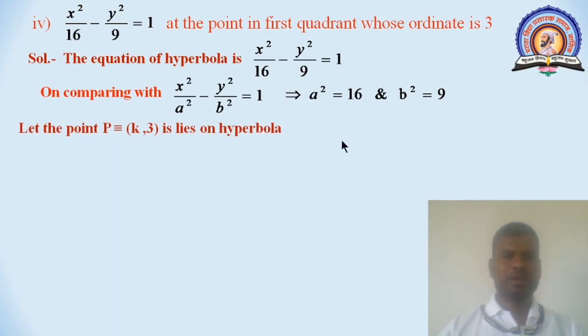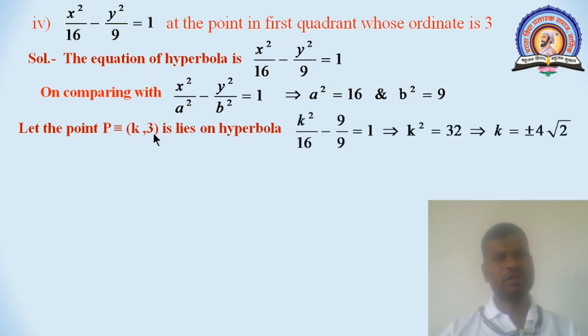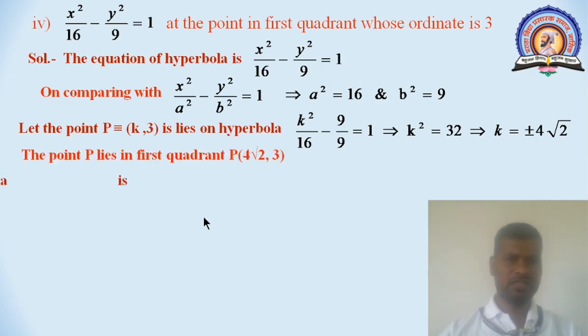Now let the point be P(k, 3); assume that the abscissa is k, and the ordinate 3 is already given. The point lies on the hyperbola, which means it satisfies the equation of the hyperbola. Putting x = k and y = 3 in the equation of the hyperbola, you will get k = ±4√2. But this point P lies in the first quadrant, so k must be +4√2.